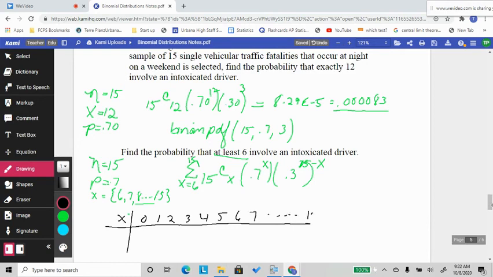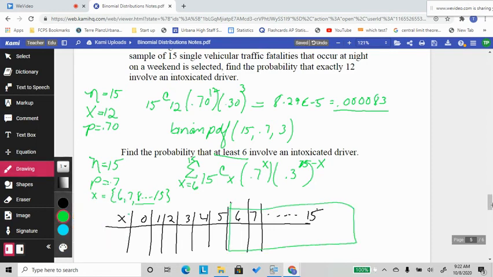All the way to 15. So you have a choice. You can do the probabilities from 6 to 15 and get that answer, sum it up. That is going to mean that you're going to have to type in Binom Pdf. You're going to have to type in 6, 7, 8, 9, whatever. This is what I want. So let me do that in green. This is what I want, right? Here's what I don't want.